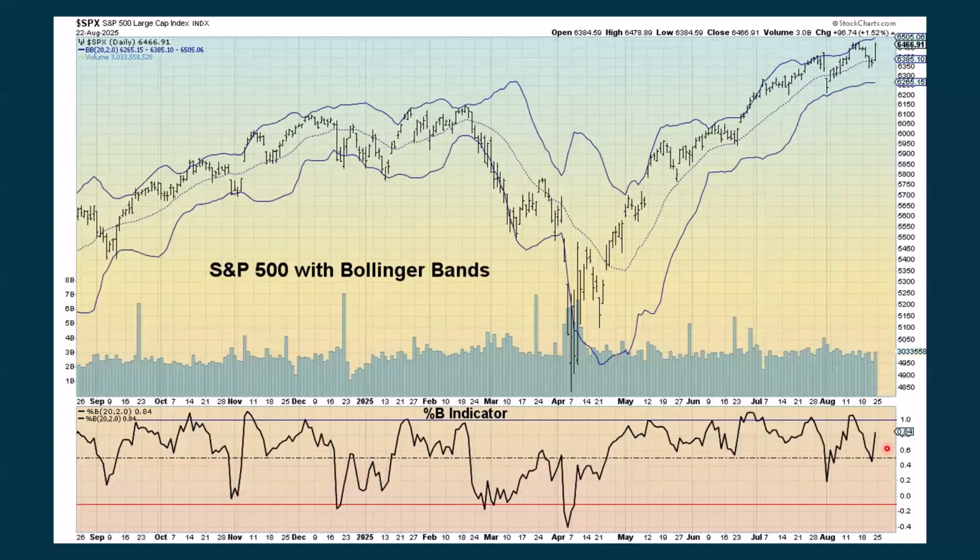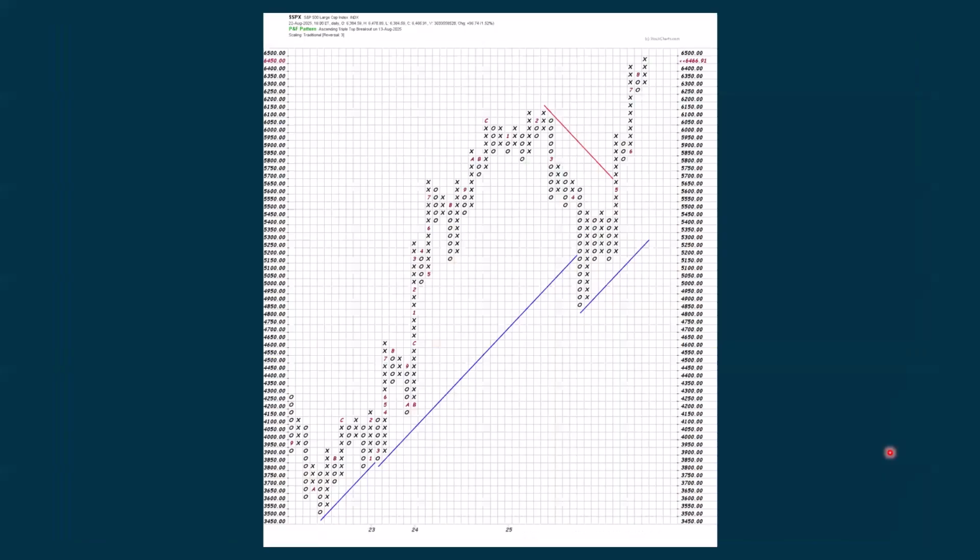We're above the midpoint and going up after we had been declining here with the percent B indicator. This measures whether we're above or below the upper or lower Bollinger Band. We're not there right now, but we are positive since we're above the midpoint.